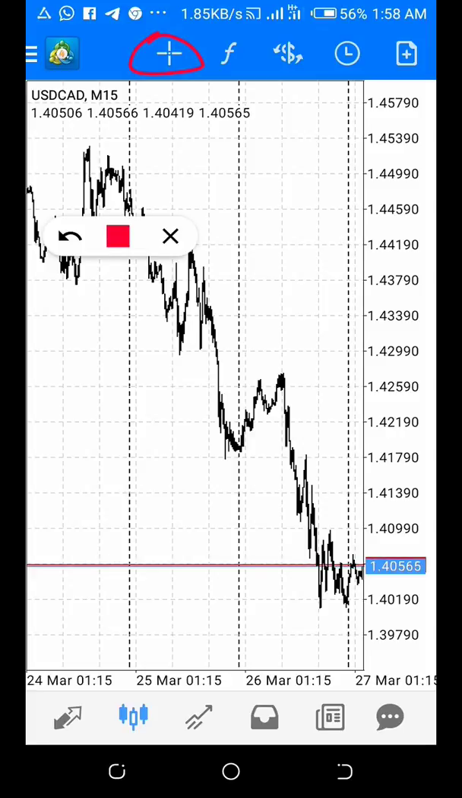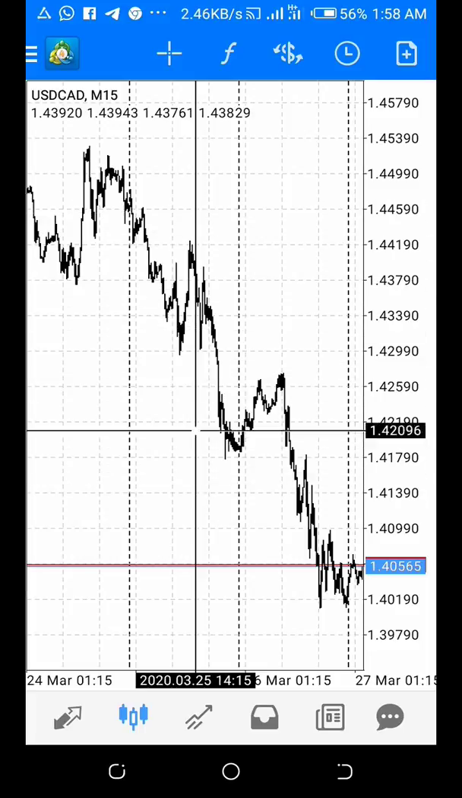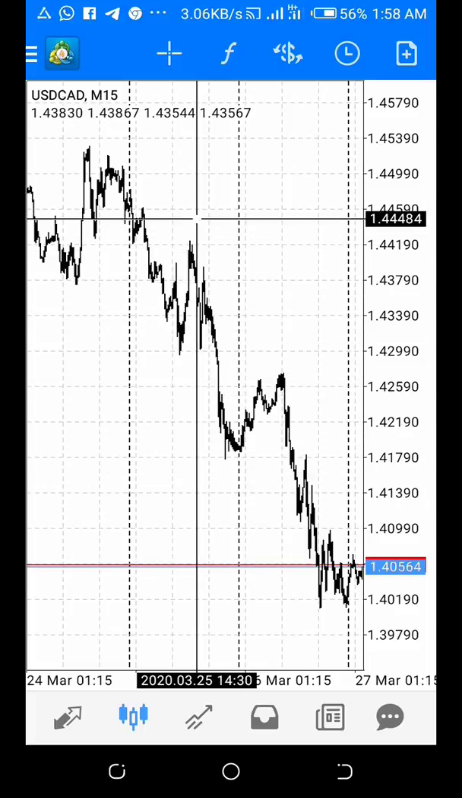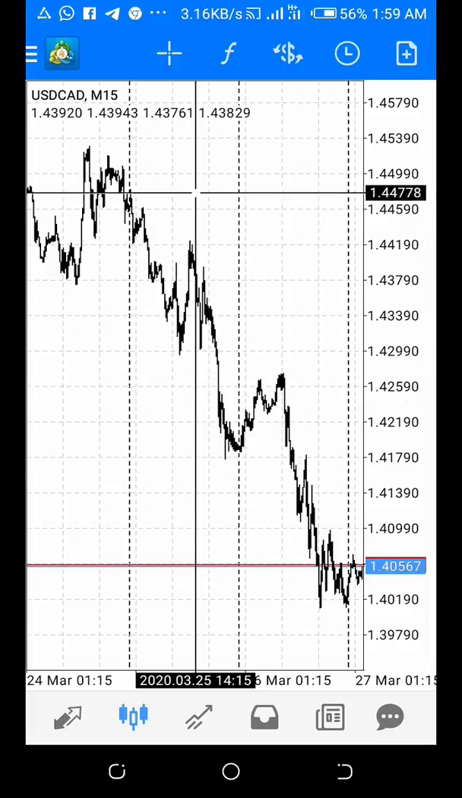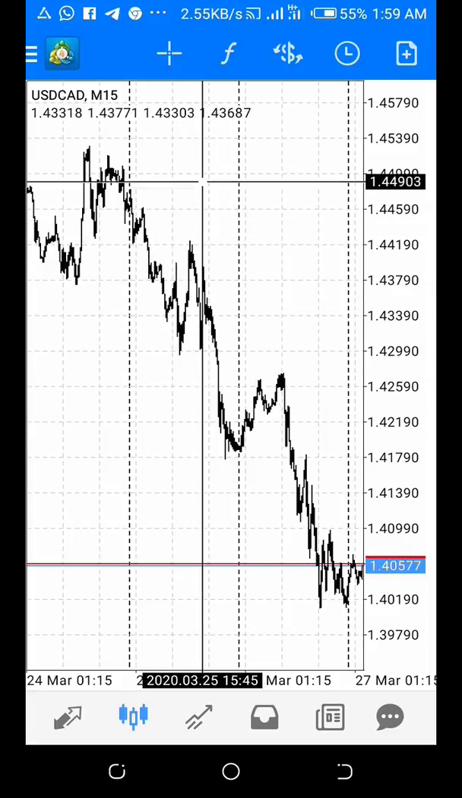Plus icon. What is the use of this plus icon? You can see here that after pressing the plus icon, I have something like horizontal and vertical. Here on the vertical, you can see that as I'm moving it, I'm having a point, a area here, you can see.